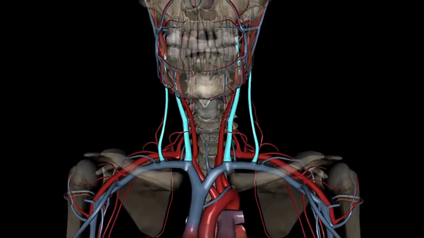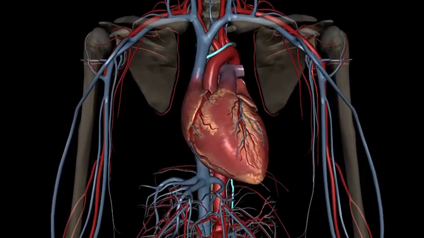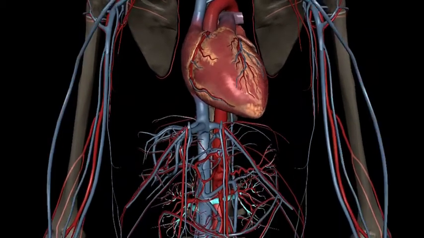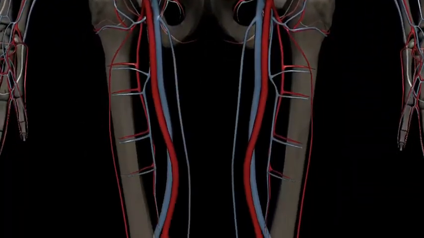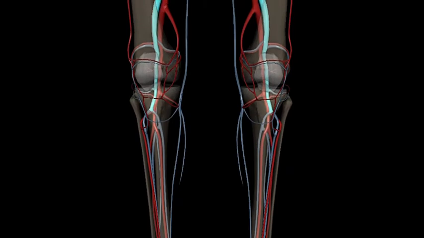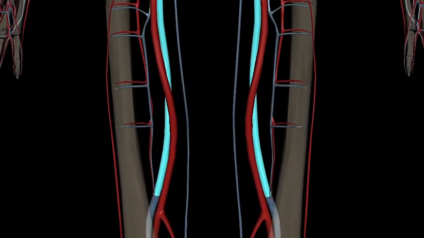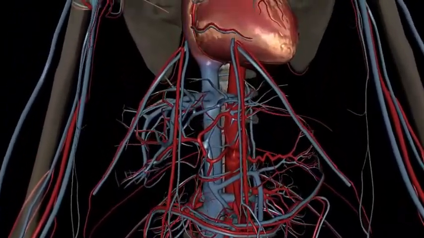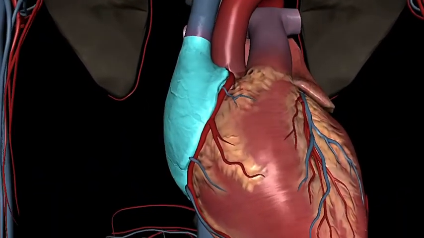Major veins include the jugular veins from the brain, the azygous vein from the thoracic cavity, the brachial and cephalic veins from the arms, the renal veins from the kidneys, the iliac veins from the pelvis, the posterior tibial veins from the feet, the popliteal veins from the calves into the knees, and the femoral veins from the thighs. Blood pours from these different veins into the superior or inferior vena cava, then into the right atrium, beginning the process of pulmonary circulation.